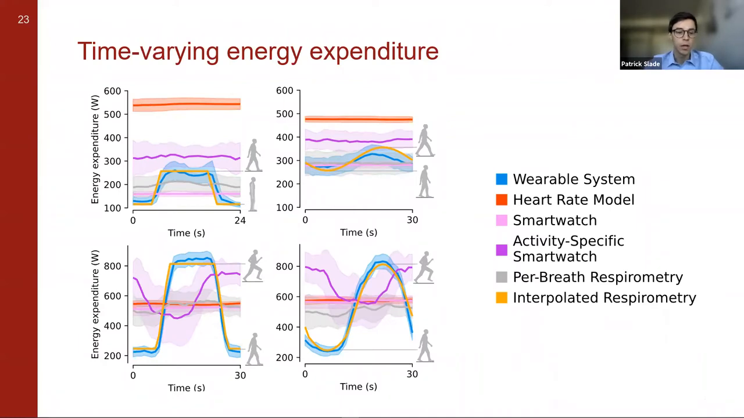Here you'll notice that most of the other methods show little to no fluctuation except for the activity-specific smartwatch. And because of the delays, it's sort of out of phase. So it doesn't help you understand how much energy you're expending at a given point in time, and also doesn't quite capture the magnitude of the change between the two extremes.